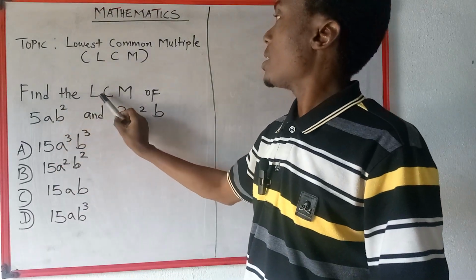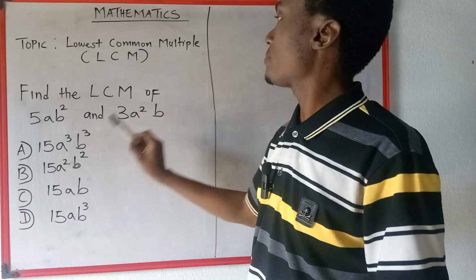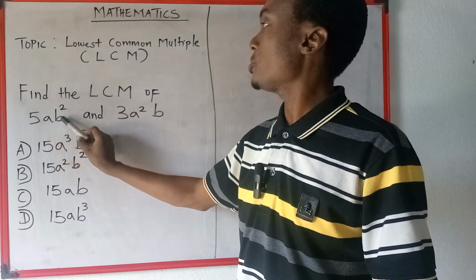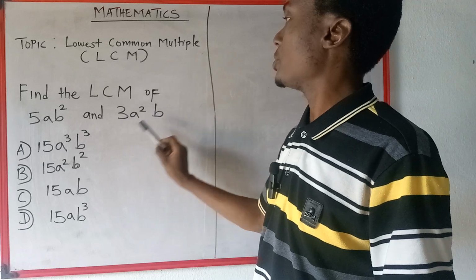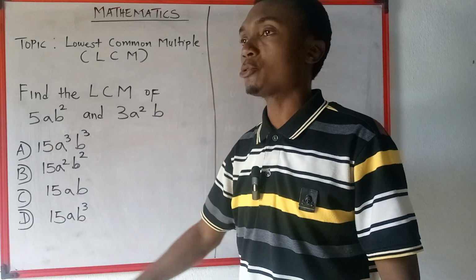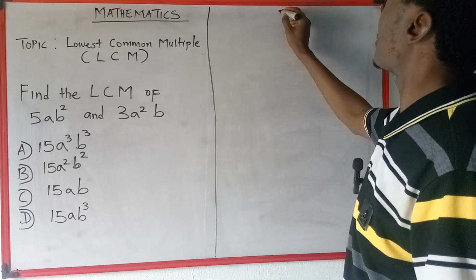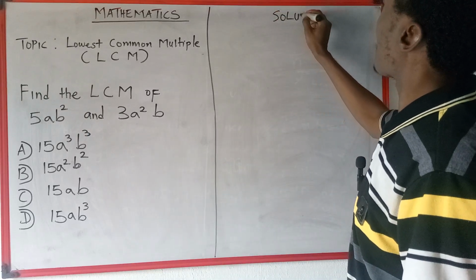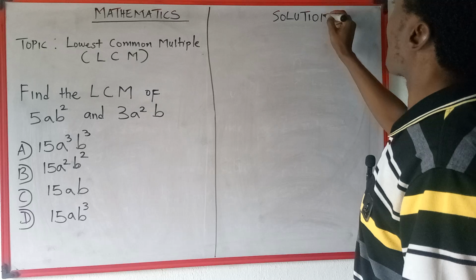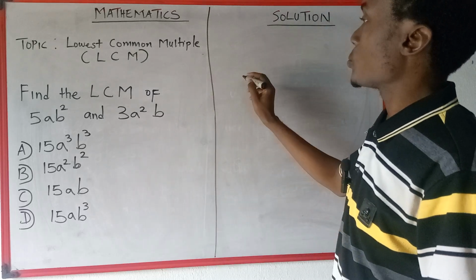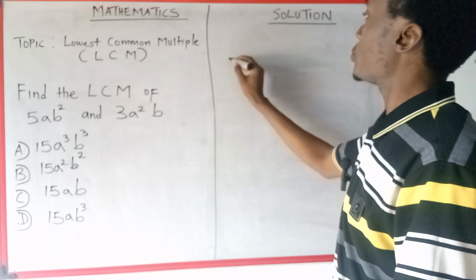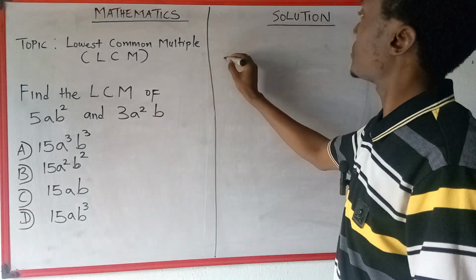Find the LCM of 5ab square and 3a square b. So these are the options. Solution. So the simplest way to find it, we use the tabular method.